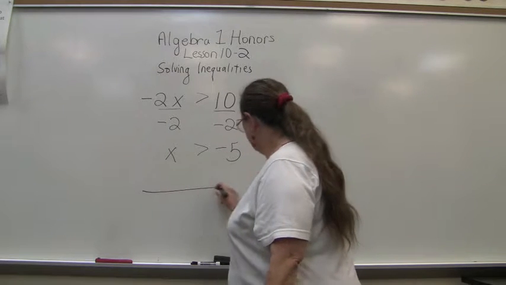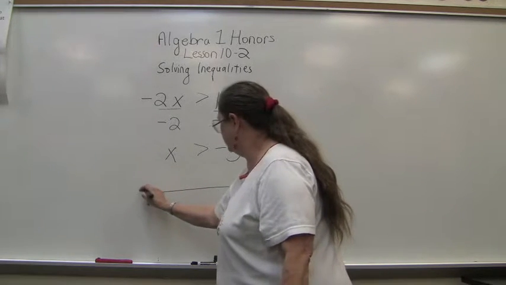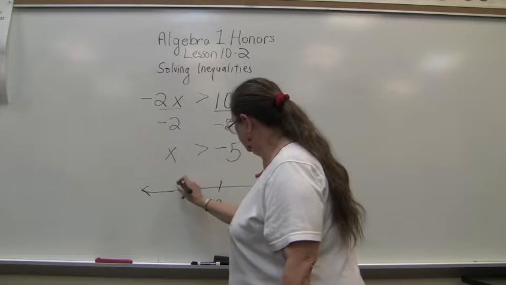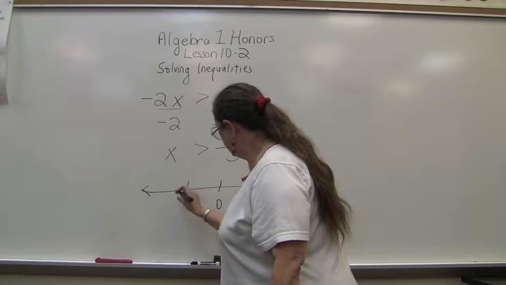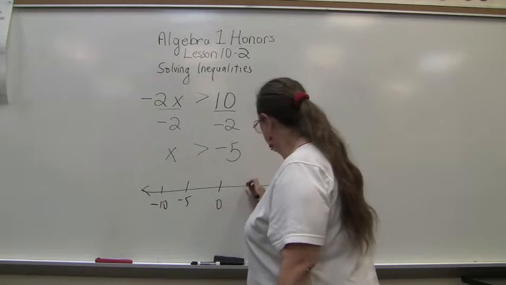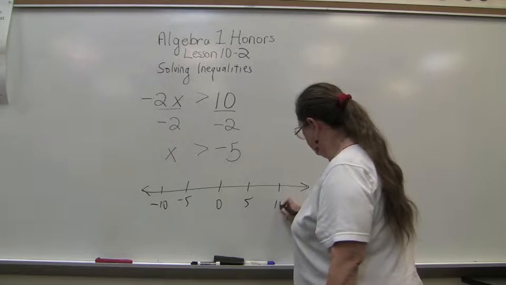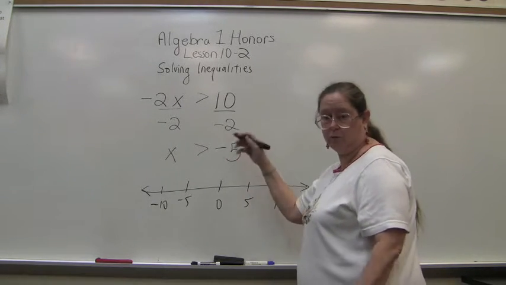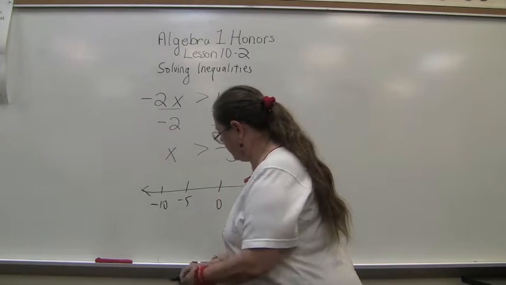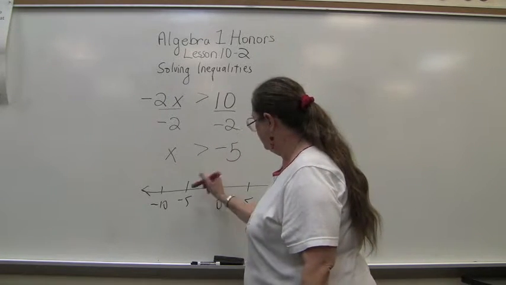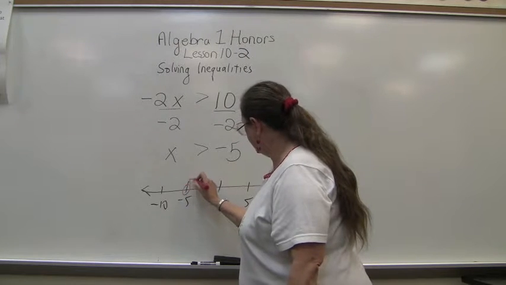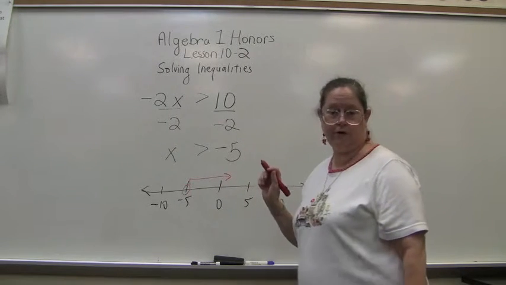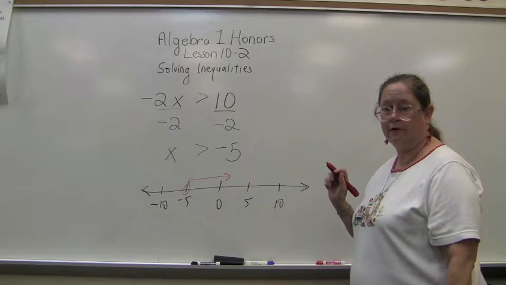Now, on your number line, there's my 0, negative 5, negative 10 out there, 5 here, 10 here. It says x is greater than negative 5, according to what we've solved so far. That would mean that our solution, according to what we've done, should go like that. Right? Well, let's try it.